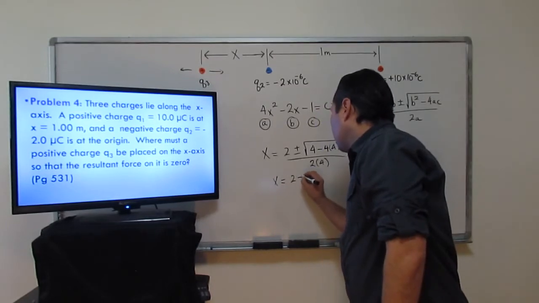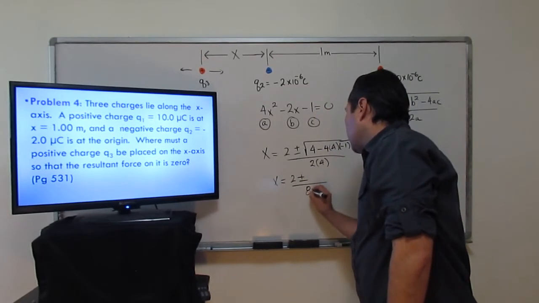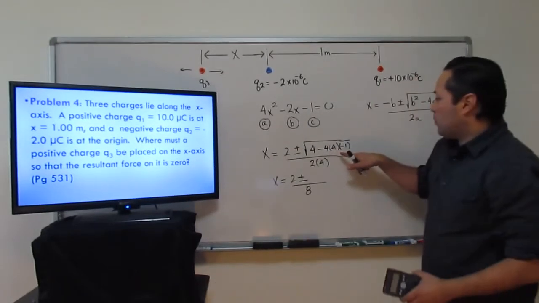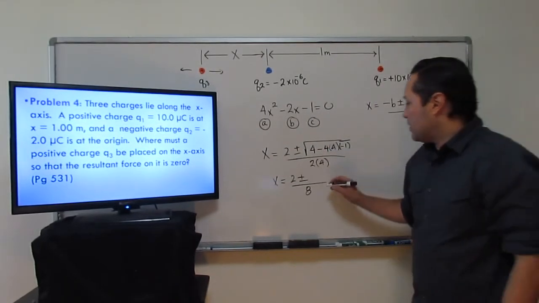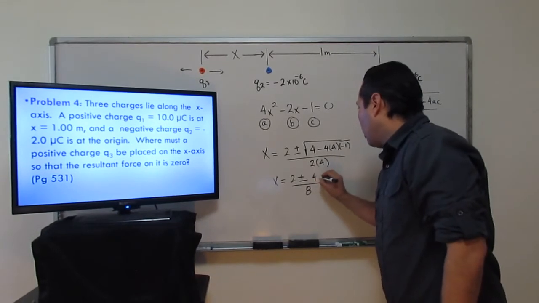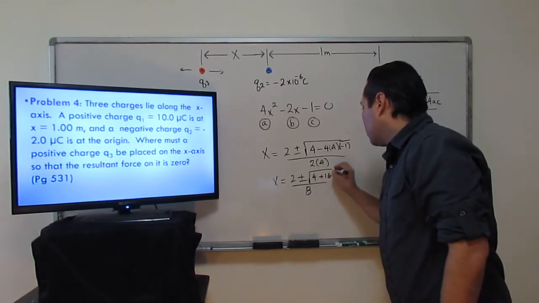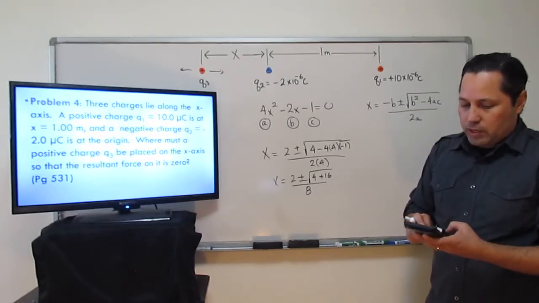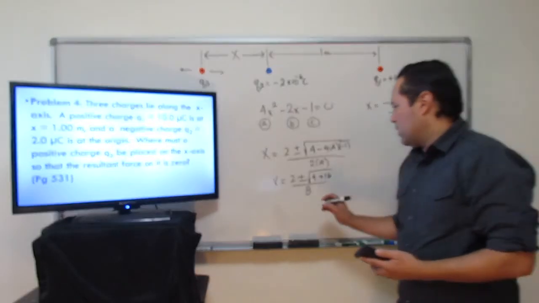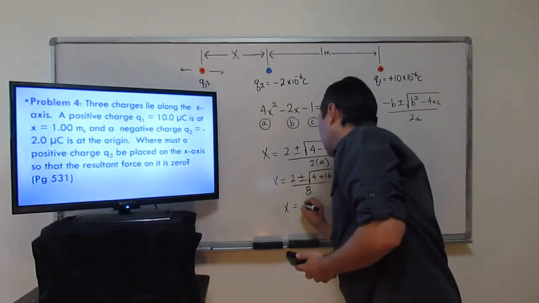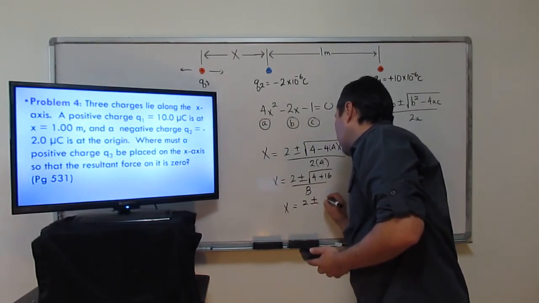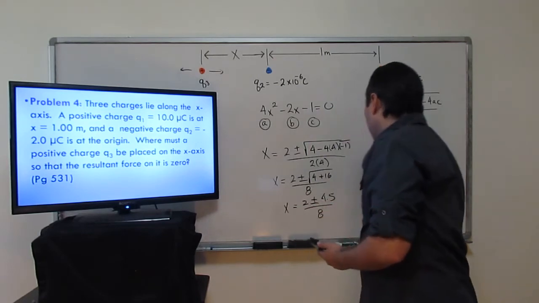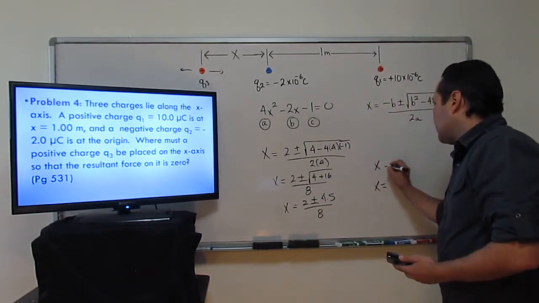So 2 plus or minus over 8 on the denominator. And here, what do we have? We've got 4 minus 4 times negative 1, that is a positive 16. So it's going to be the square root of 4 plus 16. That gives us 20, so the square root of 20 gives us about 4.5. We're going to round it off to that. So x equals 2 plus or minus 4.5 over 8. Let's figure out the two values for x.